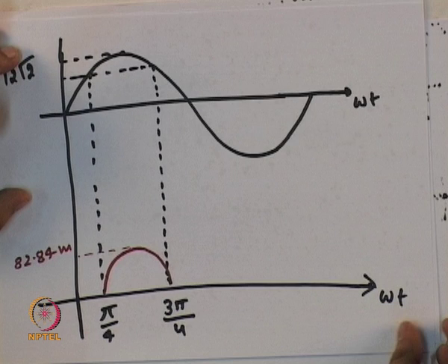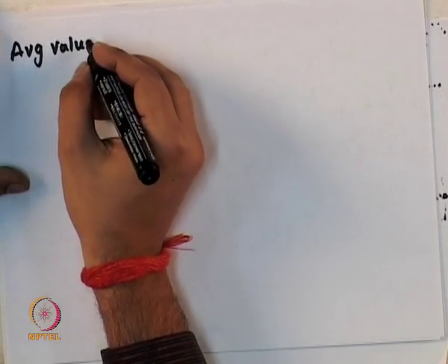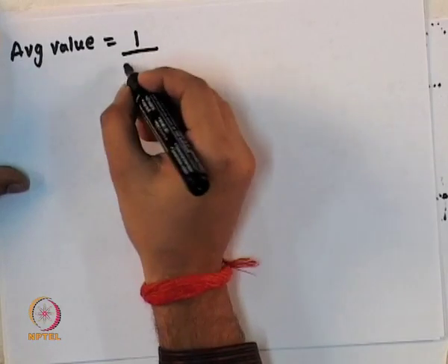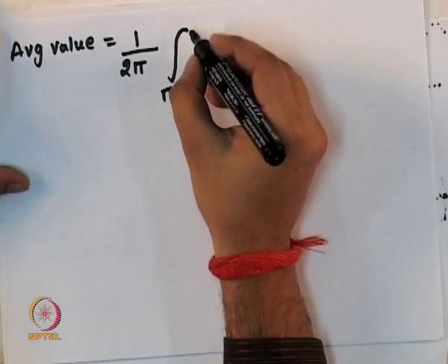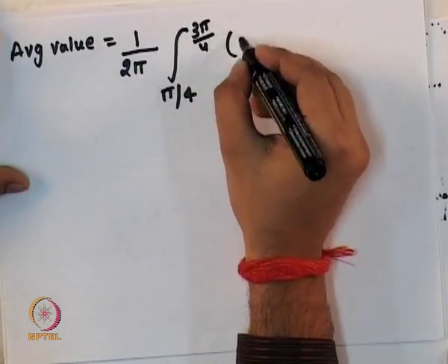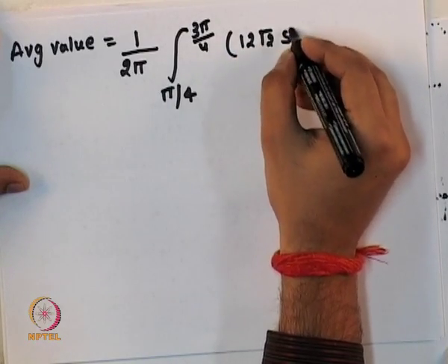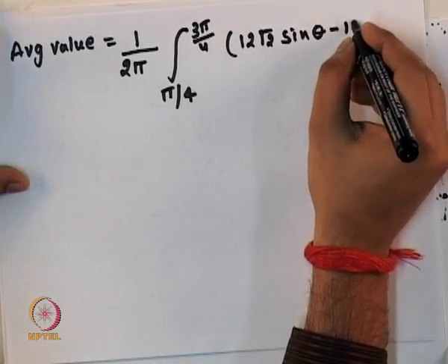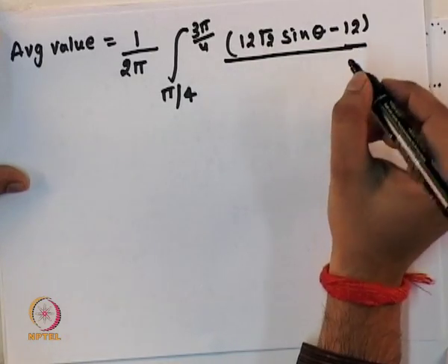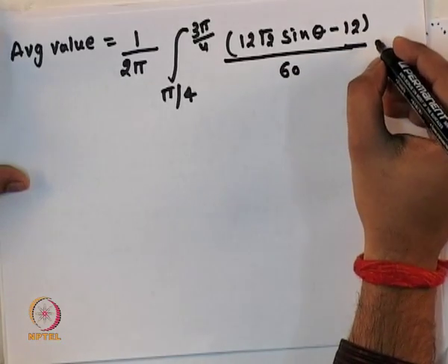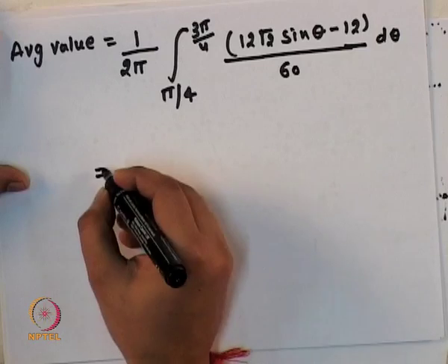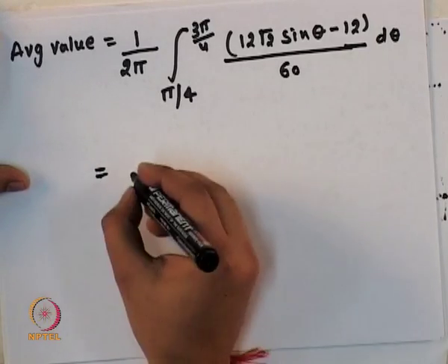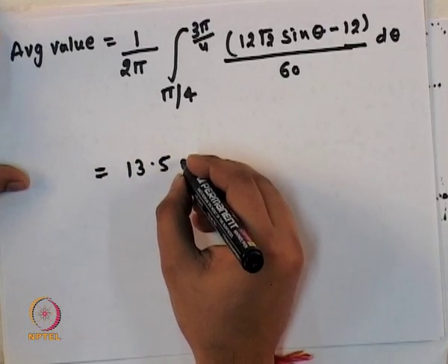Now what is the average value? The average value is the integration over the period divided by the total period, from pi by 4 to 3 pi by 4, of 12 root 2 sin theta minus 12 upon 60 d theta, equal to 13.5 milliamperes.